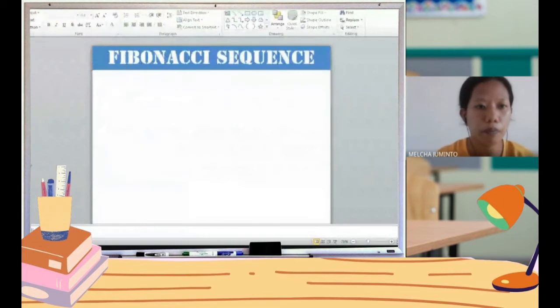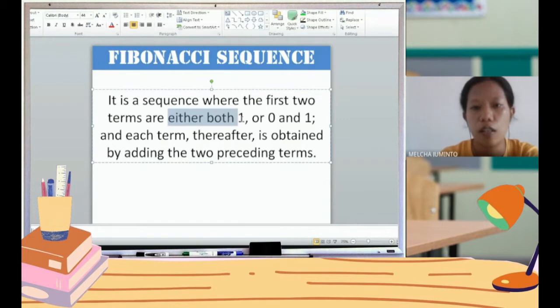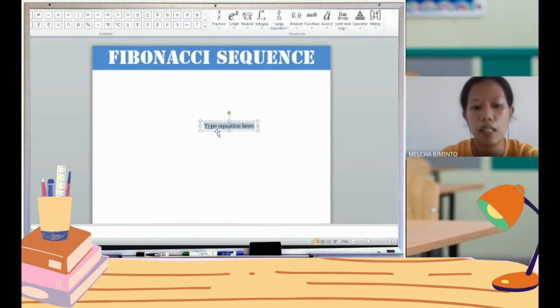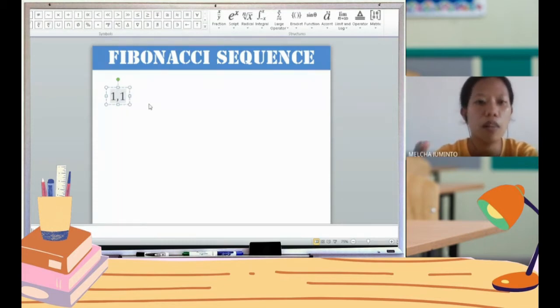To explain this definition, let us translate it into a sequence. Let us first use a sequence with the condition that the first two terms are both 1. If we write it in symbols from the given description of the Fibonacci sequence, the first two terms are both 1, so it can be 1, 1. And then the third term will be obtained by adding 1 plus 1, which is 2.